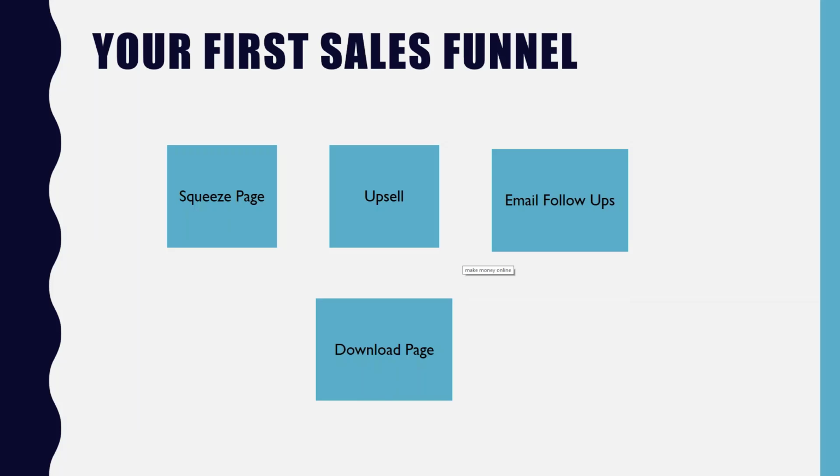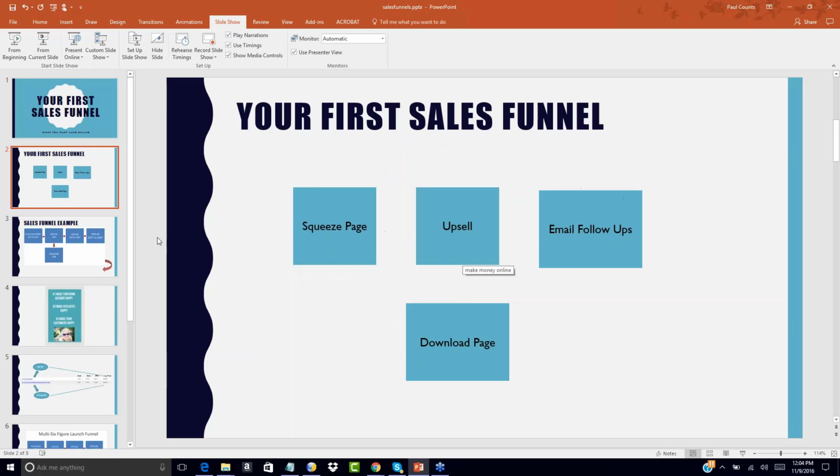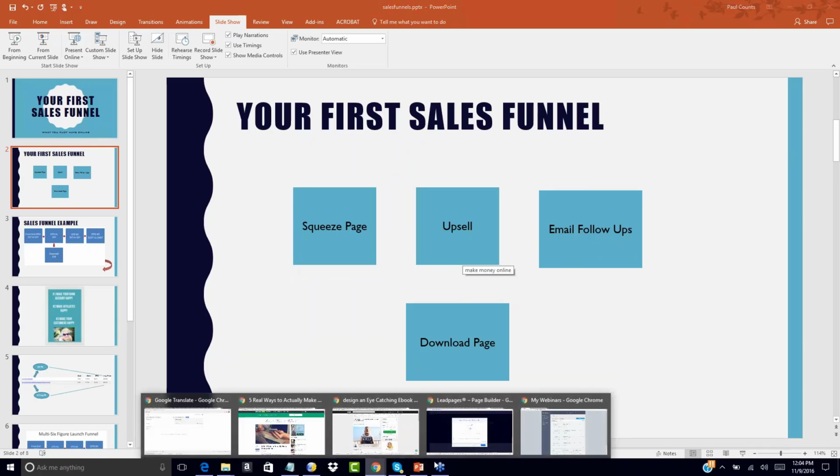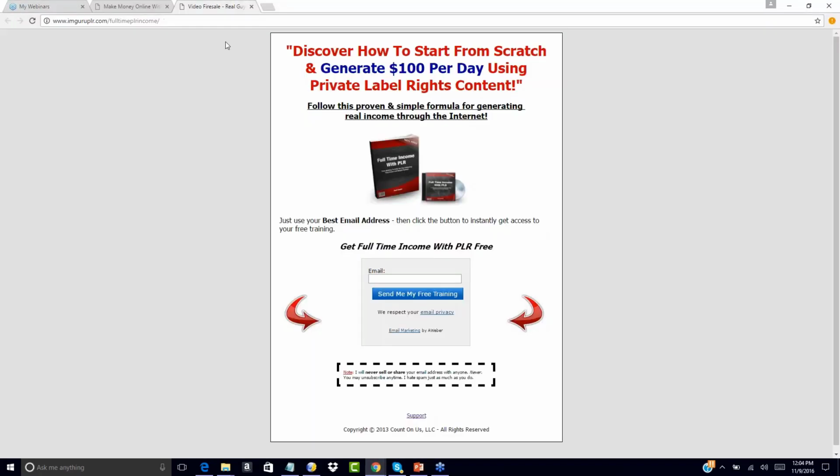So the key part of a sales funnel is that we want to send traffic to this squeeze page. So that's our landing page. That's the page where we want to send our customers to. And I'll show you an example of one of my squeeze pages right now, so you can see that. This is an example of one of my squeeze pages. This is my best converting squeeze page. It gets about 50-some%, 52% conversion, and it's a very good squeeze page conversion rate.